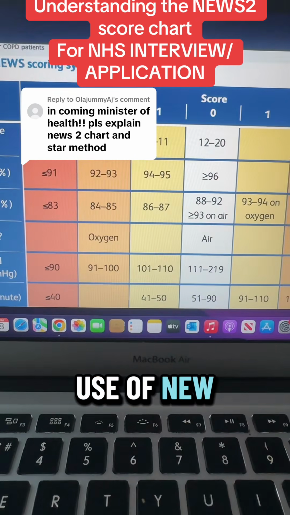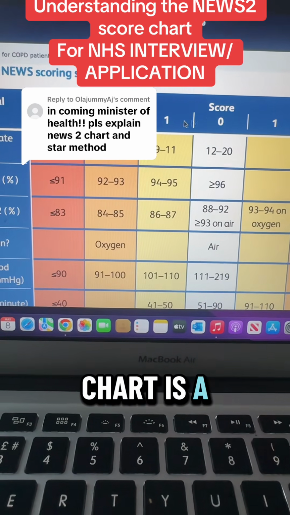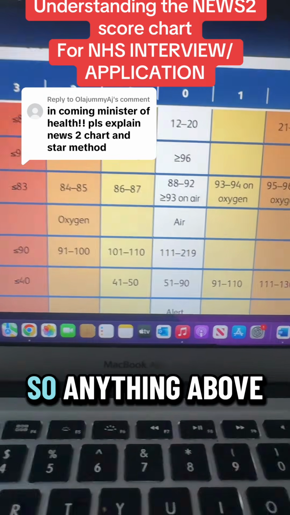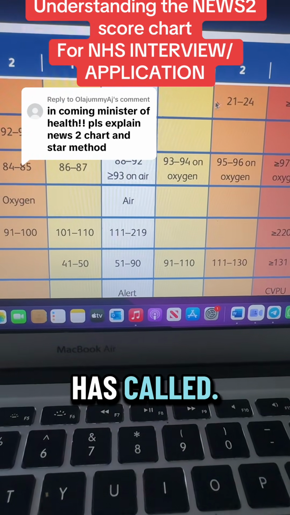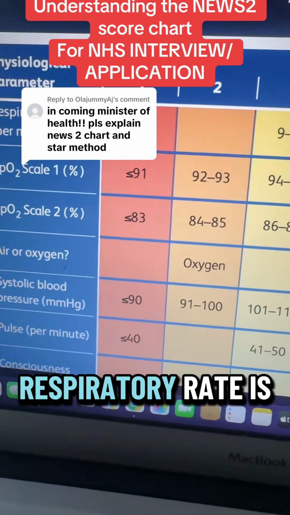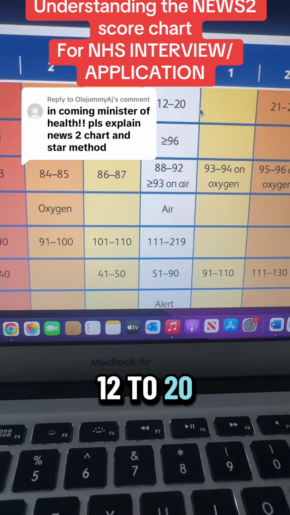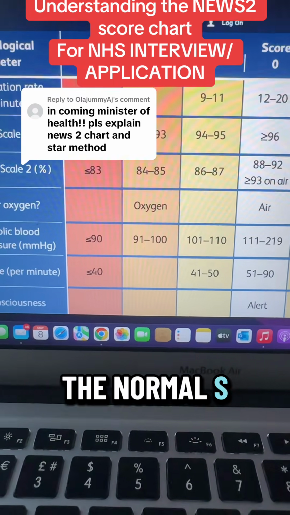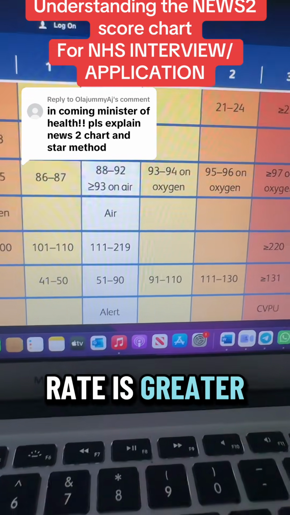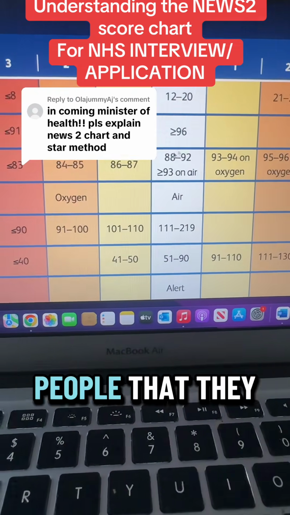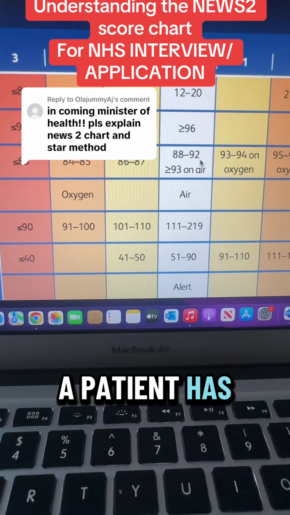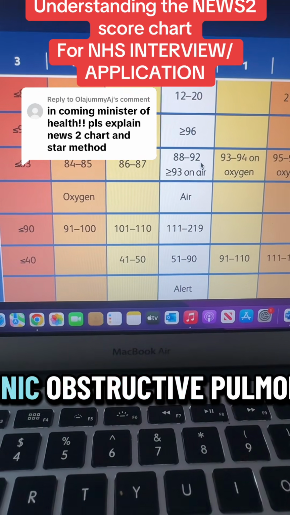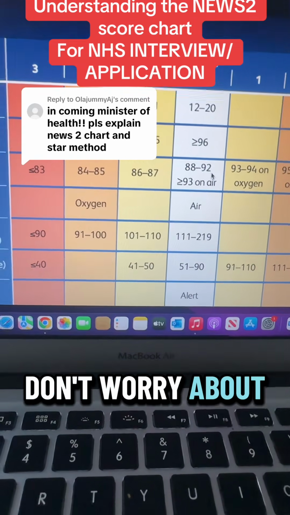The use of the NEWS2 score chart is a scoring system. Anything outside the normal values is scored. The normal respiratory rate is 12 to 20 cycles per minute. The normal SpO2 is greater than 96%. There are some people who are 88 to 92%, for instance, if a patient has COPD, chronic obstructive pulmonary disease. Don't worry about that.